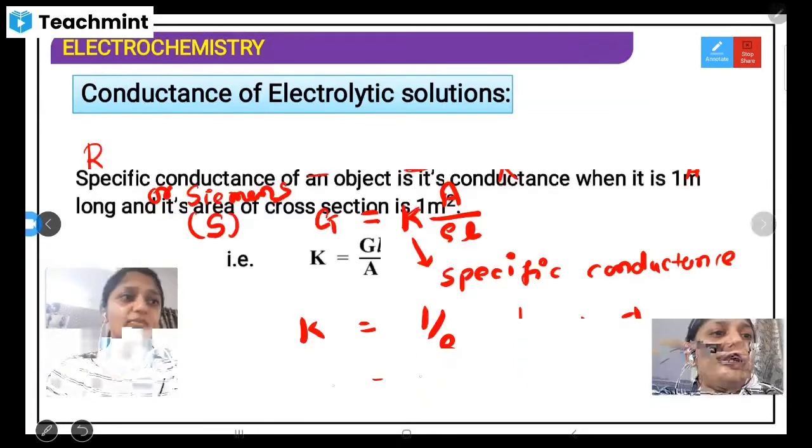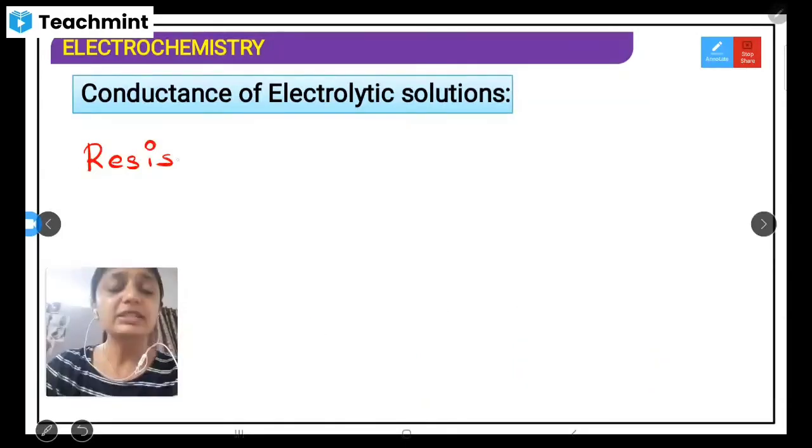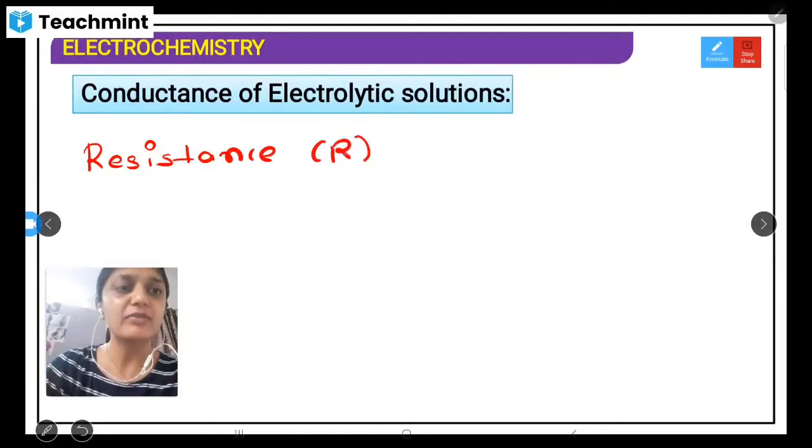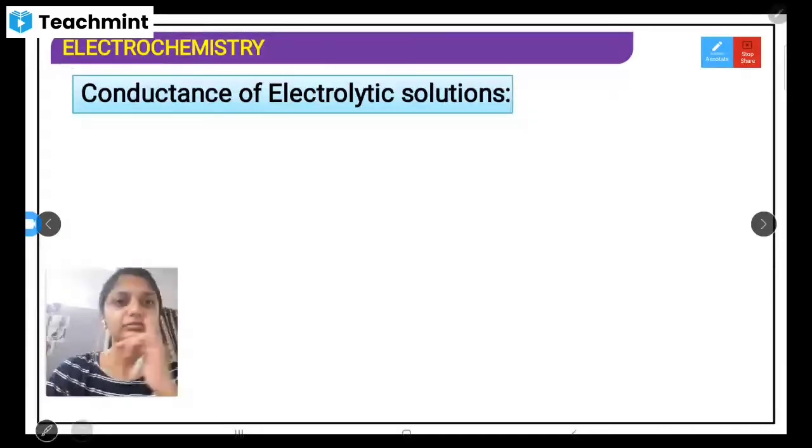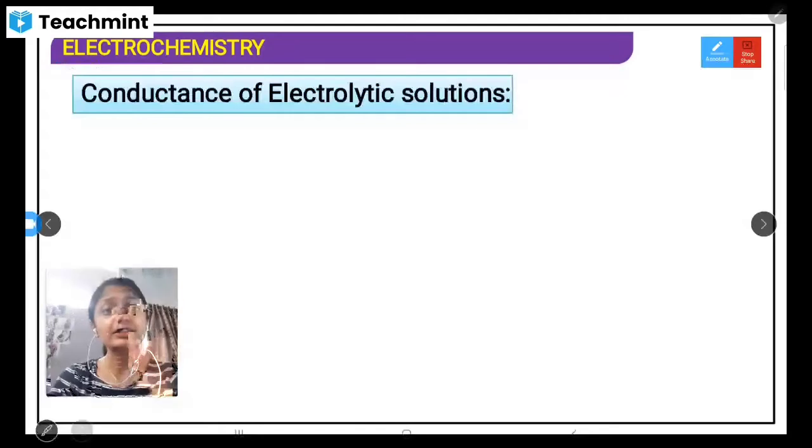Students, tell me the unit for resistance. First of all, resistance is denoted by the symbol R, and the unit of resistance is what? Ohm. For resistance, your unit is ohm only.